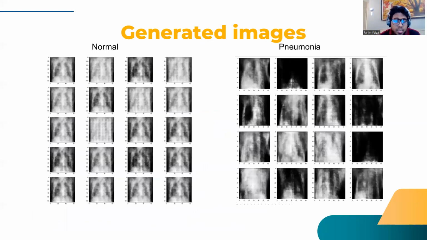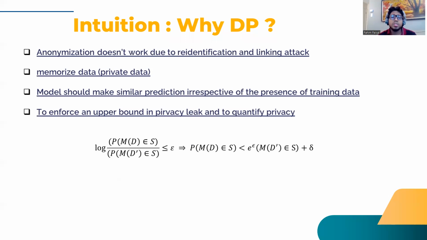So those are the generated images, just a glimpse of them. So why do we need differential privacy? Anonymization doesn't work due to re-identification and linking attacks. The main problem of machine learning algorithms is that they memorize private data.